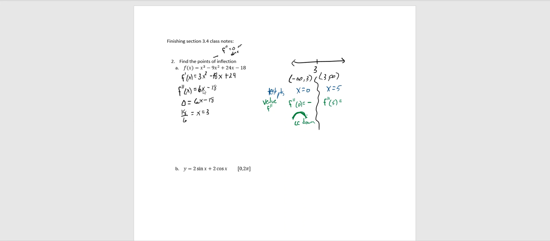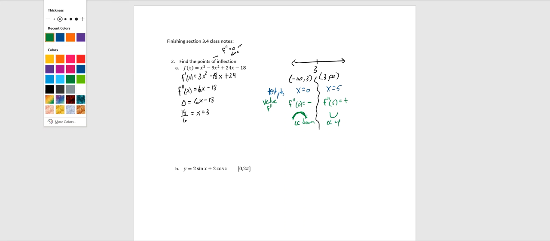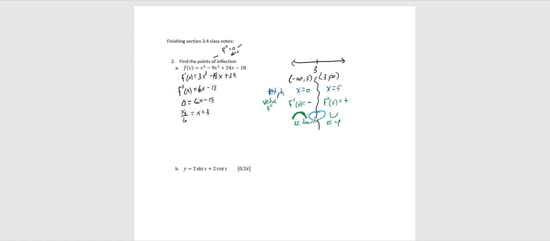At 5, 5 times 6 is 30. 30 minus 18 is positive, so the graph is concave up. And so we do have an inflection point here because it definitely changes. Well, let's make this pink. Ooh, pink might be hard to see for some people. So I'm going to go with a lighter blue. So here we have a point of inflection.